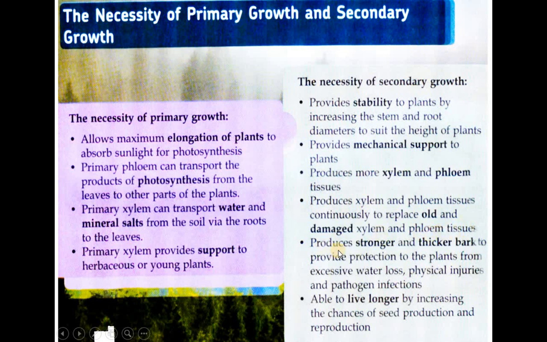Number 5. Produce stronger and thicker bark to provide protection to the plants from excessive water loss, physical injuries and pathogen infection. And last one, able to live longer by increasing the chances of seed production and reproduction. So all of these are the necessity of the secondary growth.